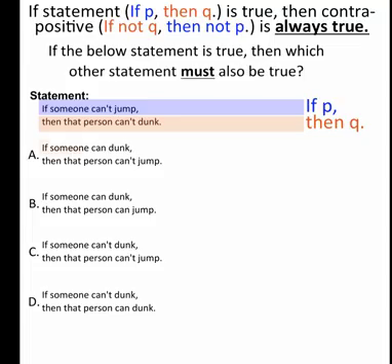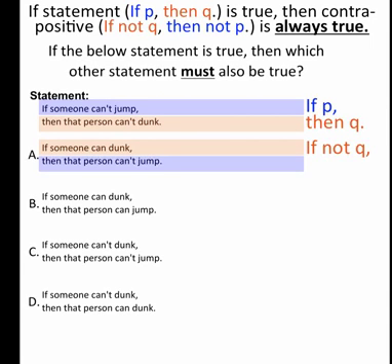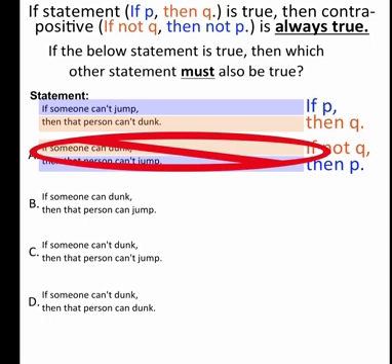So let's look through the first one here. If someone can dunk, that's again saying the same thing as if someone cannot not dunk. If someone can dunk, so that is my if not Q. It's a good start because that's the first part of our contrapositive. If I can find then not P, then I'll know the answer is A. Then that person can't jump. Well, that's just my P statement again. So if not Q, then P, that is not my contrapositive, so that one is not true, that one must not be true.